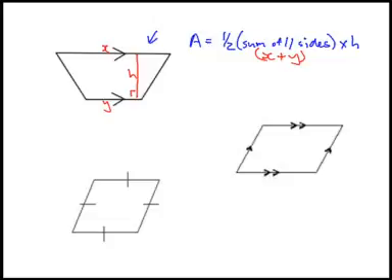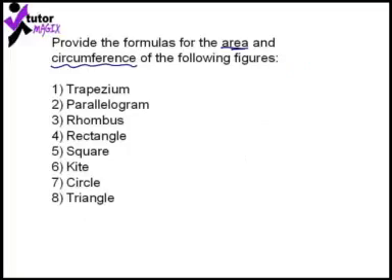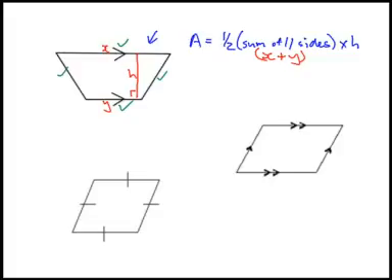The circumference will literally just be the sum of all four sides. So that plus that plus that plus that will give you the total circumference of a trapezium. Then we've got a parallelogram, which will be that figure there.